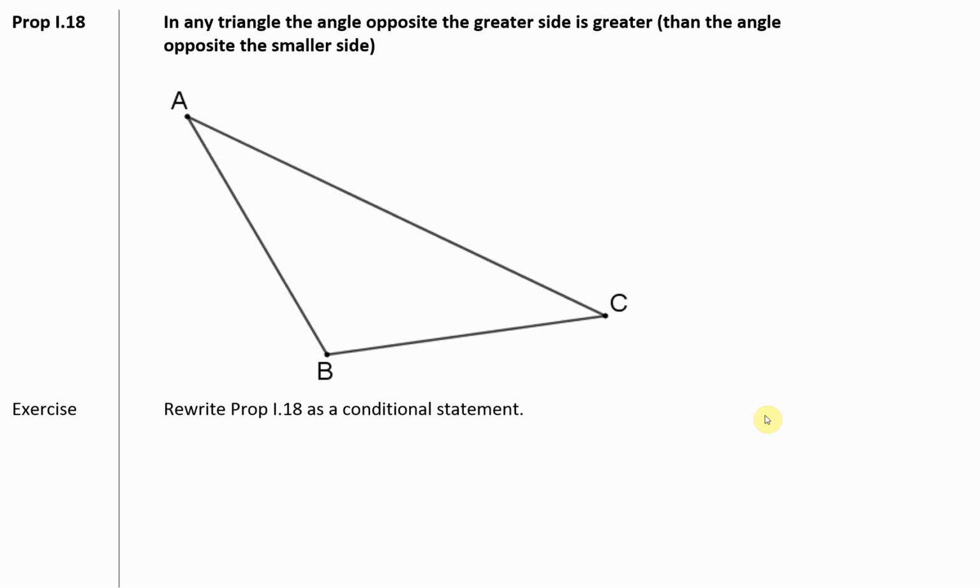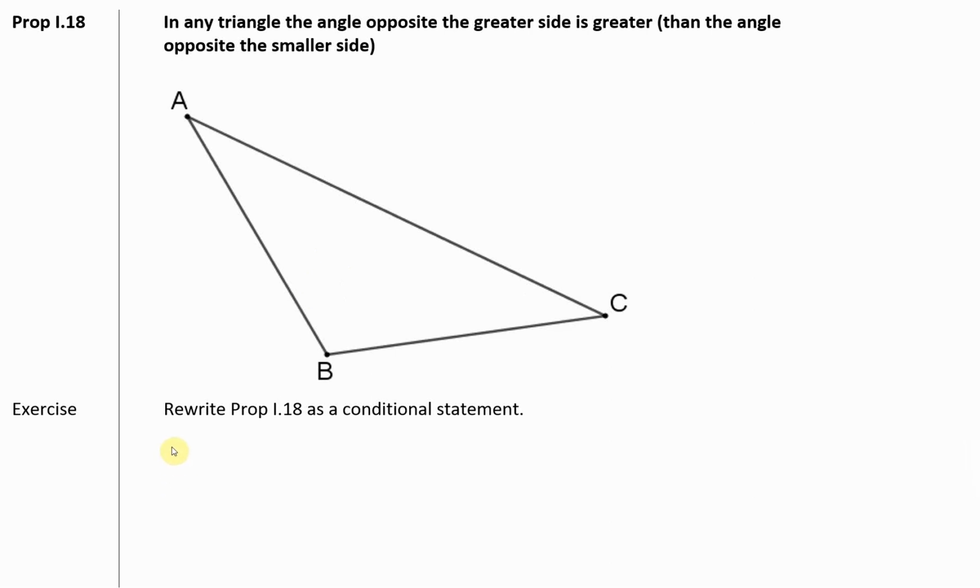In this video, I am going to demonstrate to you proposition 118, which states that in any triangle, the angle opposite the greater side is greater than the angle opposite the smaller side. And before we get into this too far, what we should try and do is rewrite this statement here. We'll use this picture here as our example to work with, right? So we want to write it as a conditional statement.